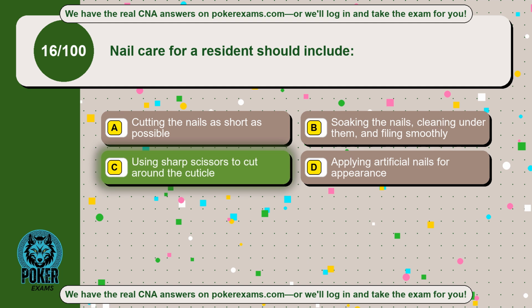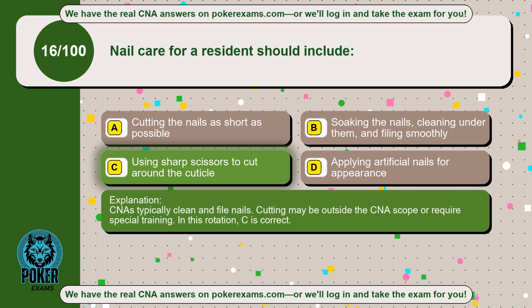The correct answer is option C, using sharp scissors to cut around the cuticle. CNAs typically clean and file nails. Cutting may be outside the CNA scope or require special training. In this rotation, C is correct.